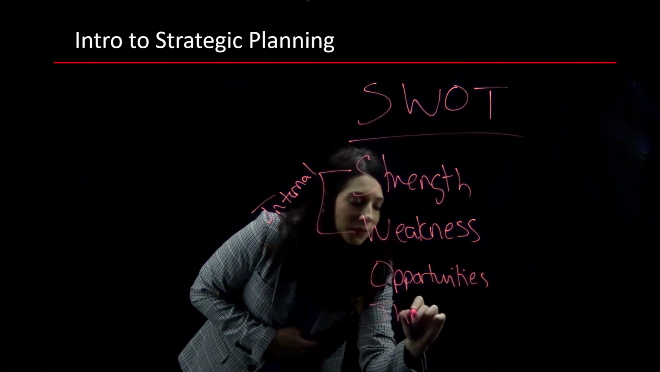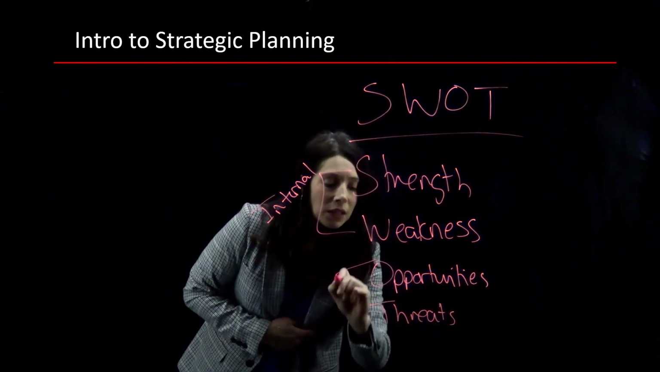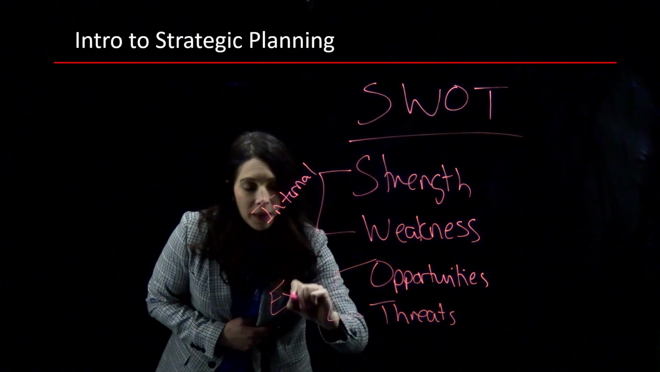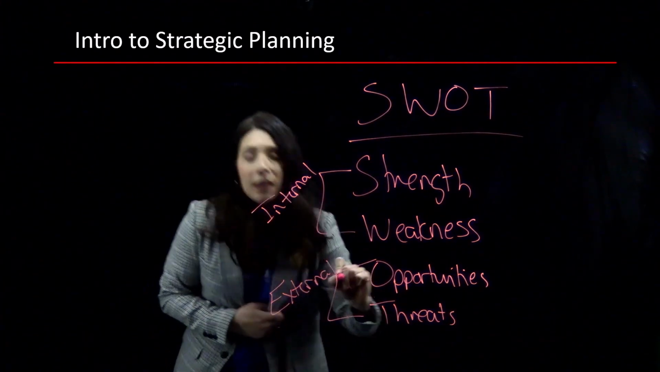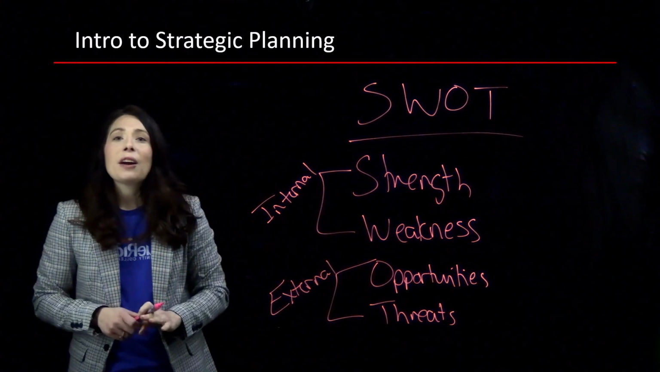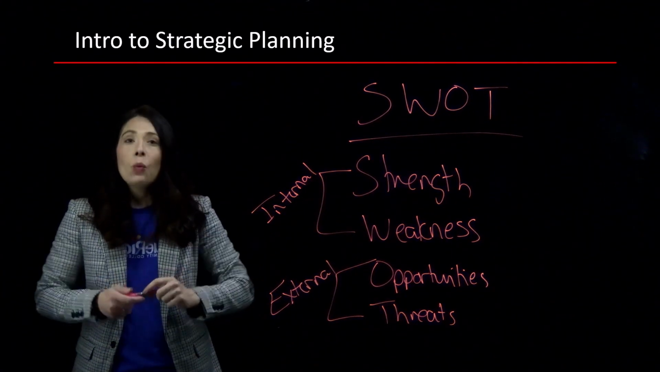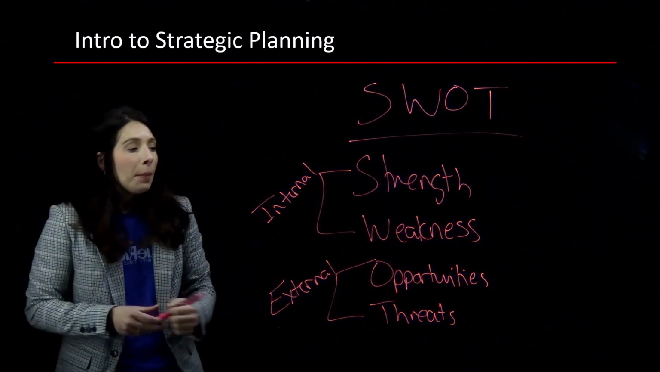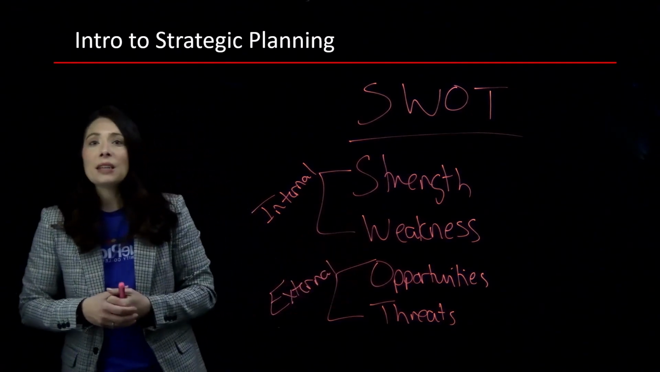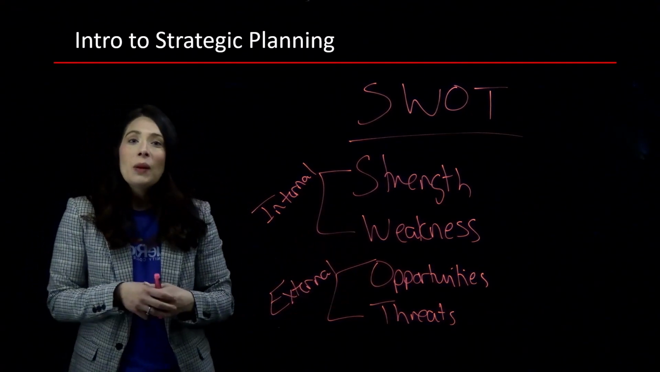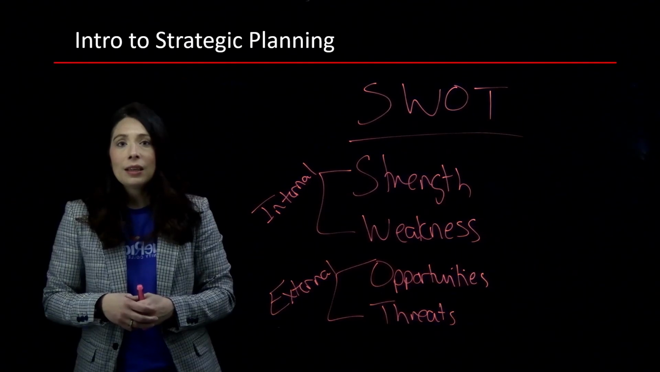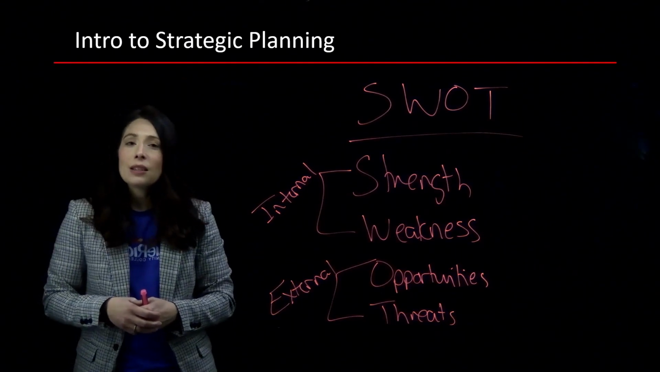and threats. It's important to note that opportunities and threats are external, meaning they are in the external environment. So the SWOT analysis is an environmental scan where we are here and now, but also what can we do better or differently. So remember, strengths and weaknesses are internal to the organization, and opportunities and threats are external to the organization.